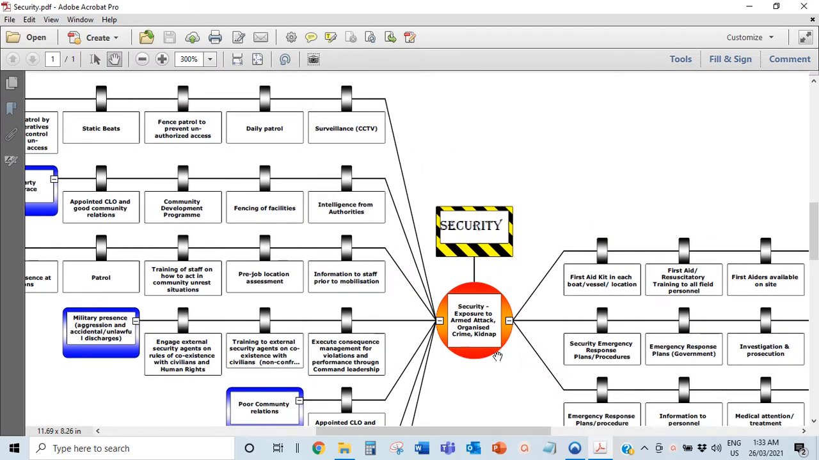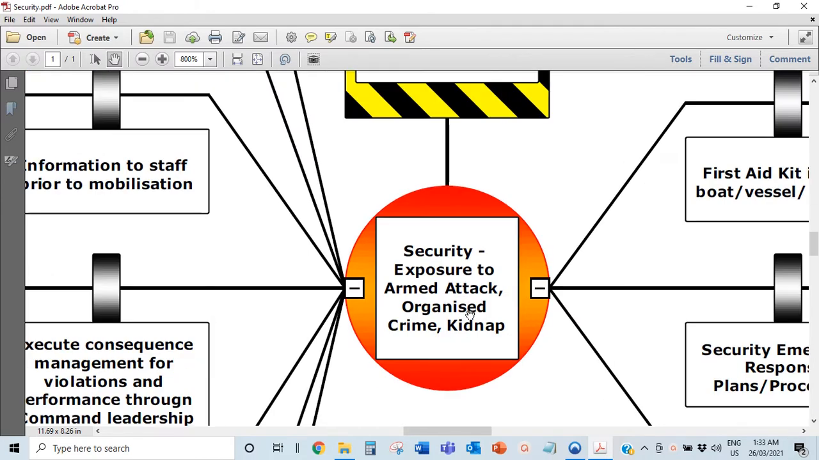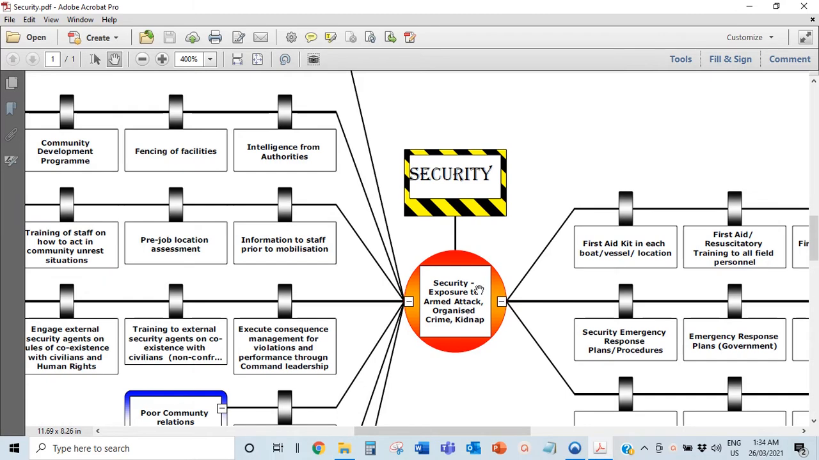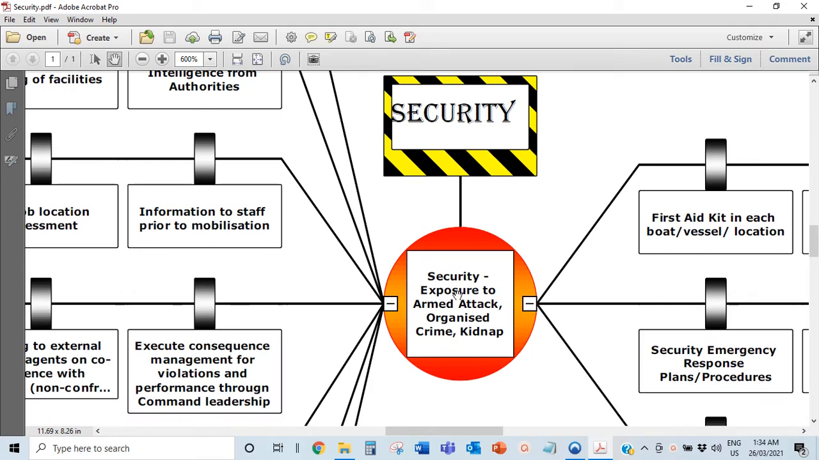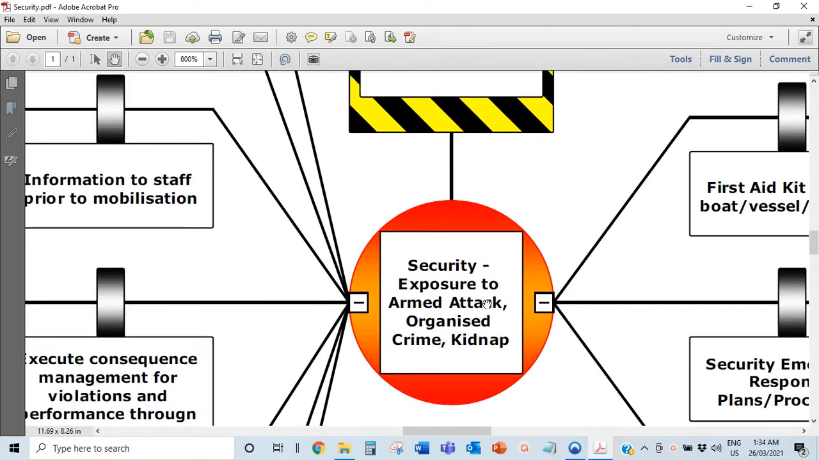So we are looking at security, and what is the top event? This is the top event: exposure to armed attack, organized crime, the person could be kidnapped, or the person could be exposed to violence. All of that could be a top event, meaning this is the point where everything has gone wrong. Let's say you are in your workshop now and you want to start your bow tie. The first thing you look at is security, and then what the top event is. You could come up with various top events, but this is the worst case scenario you should have. Or it could be exposure to a chemical weapon or some biological weapon. That could be a top event.